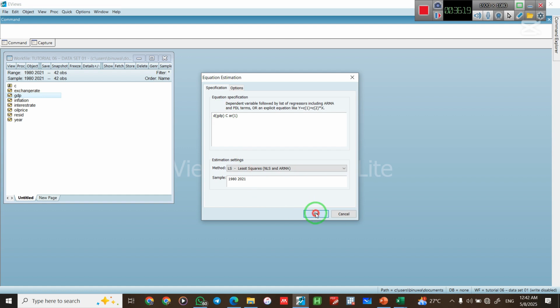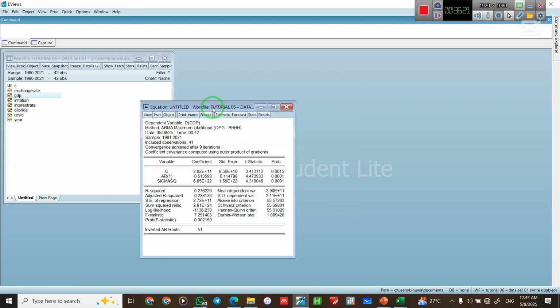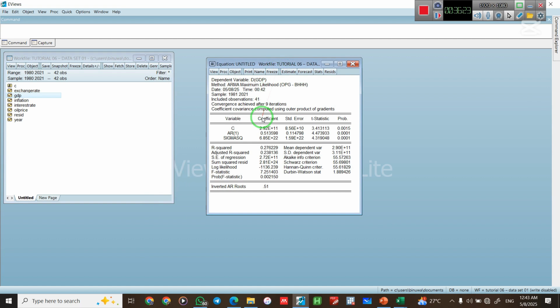So I will press OK. So I can come up with the results for my AR model. So in here you can see that the AR variable is significant since the T statistic probability value is less than 0.05. I can say that the variable AR, or the AR1 model, is significant, and we can see that our R square and adjusted R square is around 23 to 25%, right?